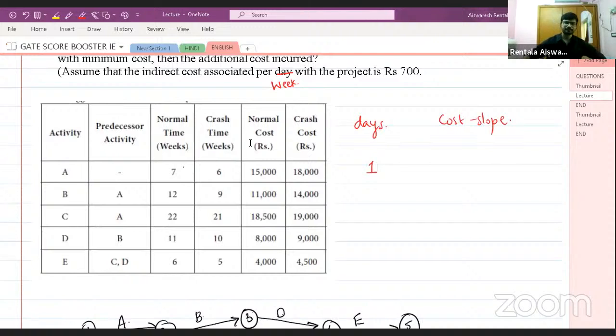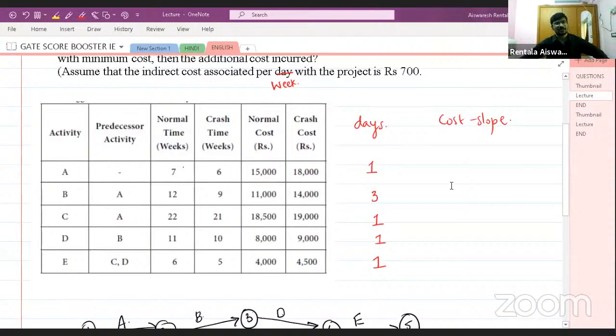Now similarly, 12 minus 9 will be 3. So this will be 1, and this will also be 1. I hope you got this point. These are the limiting number of days. So you can crash activity A by only 1 day. B, you can crash up to 3 days. And C, D, E, and so on.